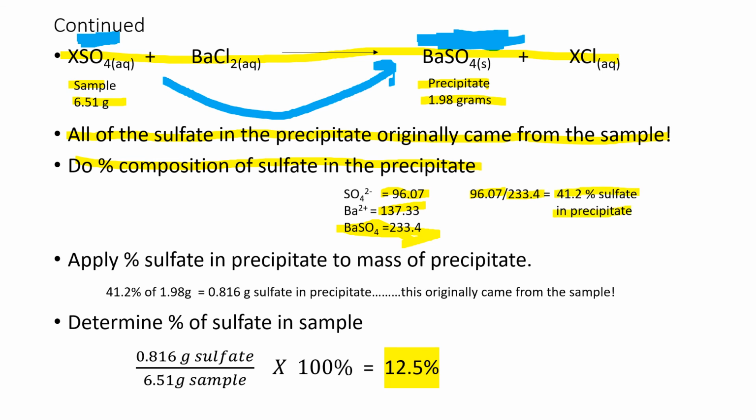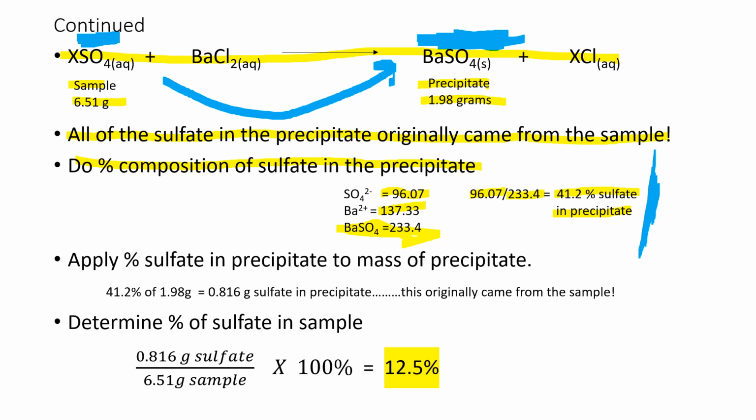In the precipitate, this is key. You don't want to stop here. Sometimes people get a percentage and they're so happy and excited because they know ultimately they need to find a percentage that they stop here. Well, this isn't what the question was asking. The question was not asking for the percentage of sulfate in the precipitate. It was asking for the percentage of sulfate in the sample. There's still a little bit of work that needs done here.